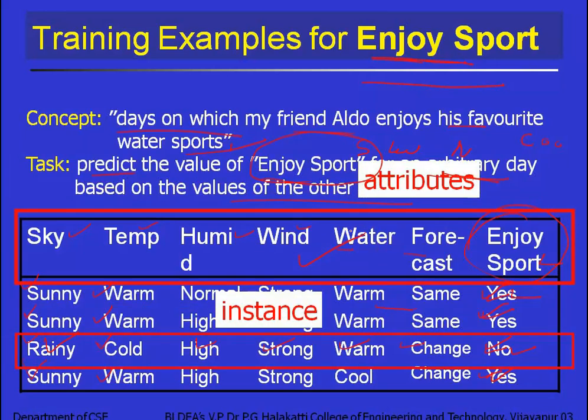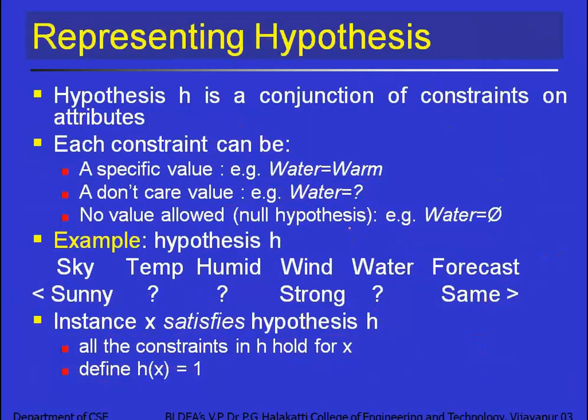These are attributes and these are the instances. Training data set is a collection of instances. Then next, coming to the representation of hypothesis. Before representing a hypothesis, we'll learn what a hypothesis is. Hypothesis is represented by small h. It is a conjunction of constraints on attributes. Conjunction means it is an AND operator. Constraints means conditions on the attributes.